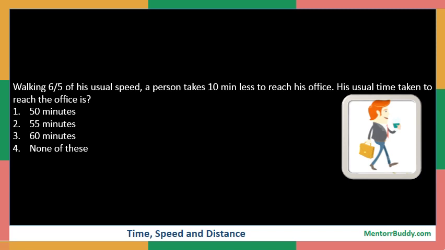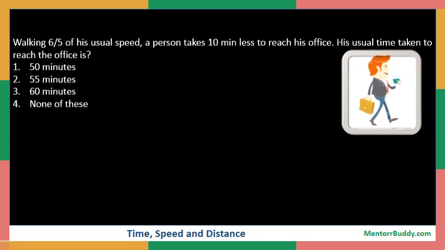We have a question based on time, speed and distance. This is a very frequently asked question in most of the competitive exams. It says, walking 6 by 5 of his usual speed, a person takes 10 minutes less to reach his office. His usual time taken to reach the office is. So let us see how we can solve such a question.